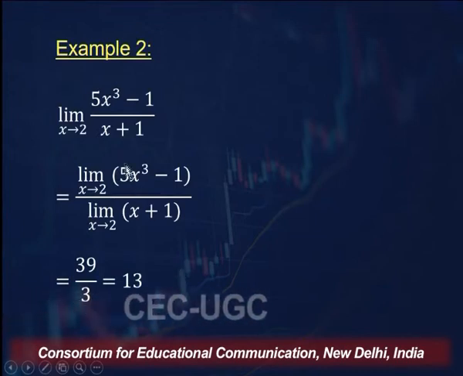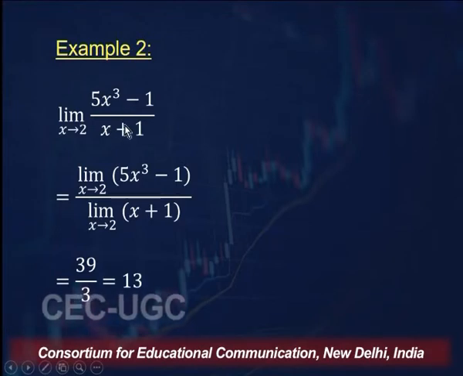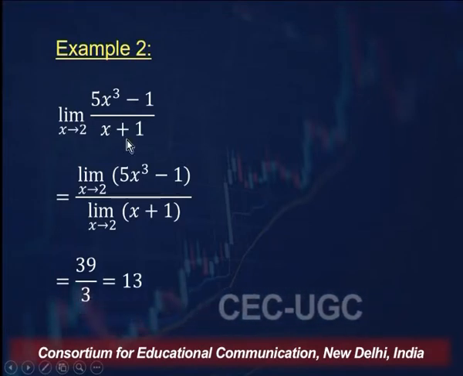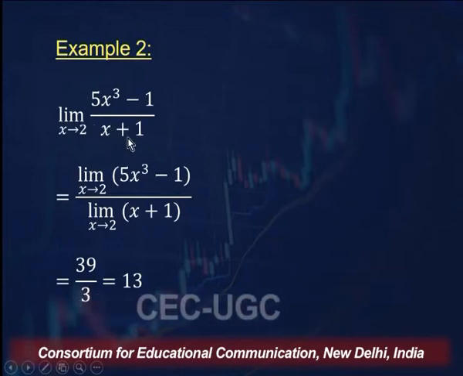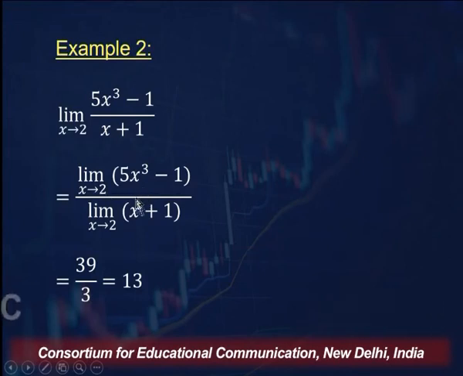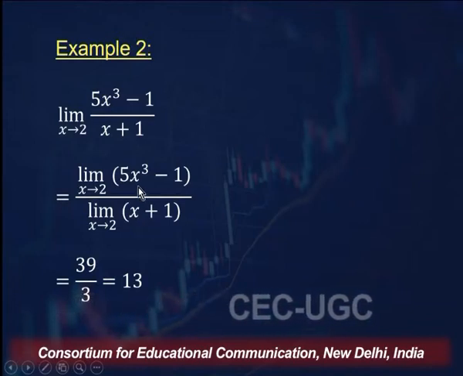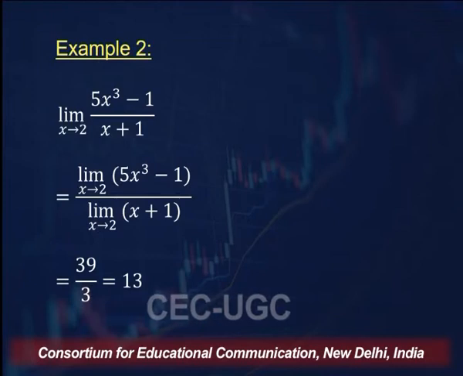Let's look at the second example. So x tends to 2 here, and this illustrates the rule where both the numerator and denominator are non-zero at 2. So there is no problem. We can just take the limit of the ratio as the ratio of the limits. So that will be the limit of 5x cubed minus 1 as x tends to 2 divided by the limit of x plus 1 as x tends to 2, and that's going to be 5 times 8, which is 40, minus 1, 39, divided by 3, and that's going to be 13.